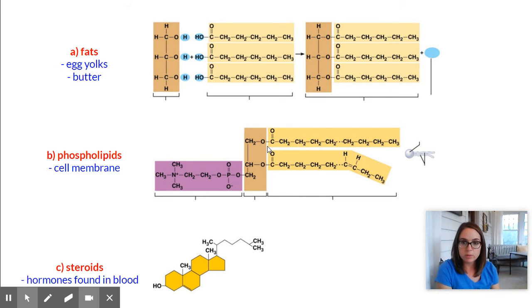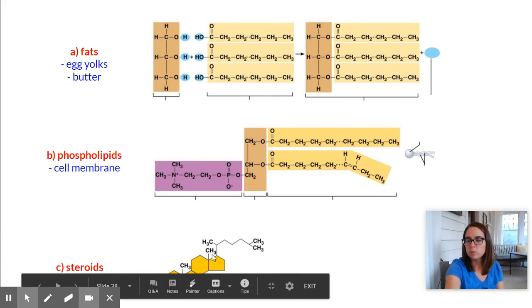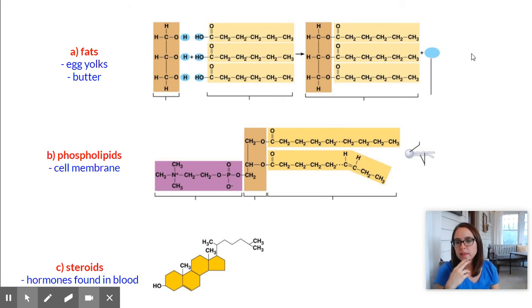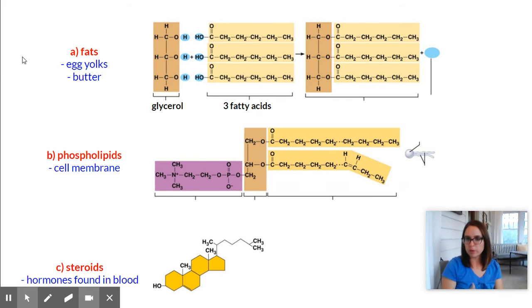These are your steroids, and they are going to be your hormones that are found free-floating around in your bloodstream. So they're a lot different from the other two types. The structure of these are very different, which we won't really get into. But all of these have the same basic rule. They are made up of glycerol and fatty acids. You can consider these two things the subunits of our fats, or our lipids, I should say.